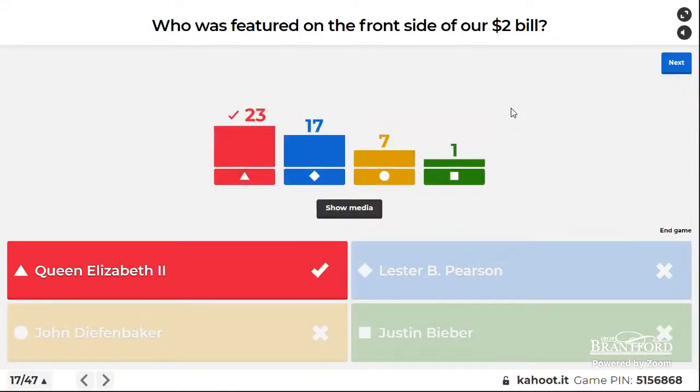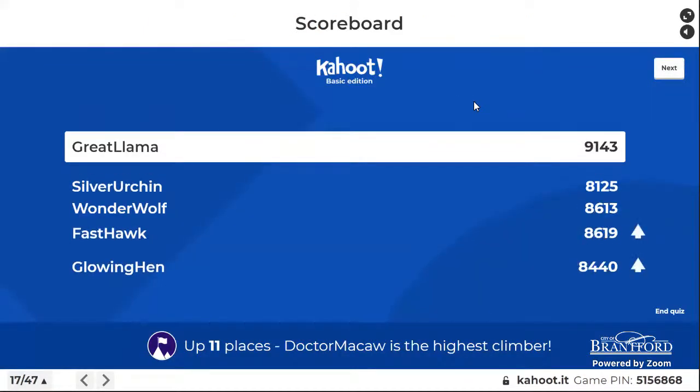Yeah, so the correct answer was the Queen. She was also featured on the $1,000 bill before that was taken out of circulation, but is still on the $20 bill right now. So the majority of you did get that one correct. And for those of you who picked Justin Bieber, I'm not sure he was born at that time.